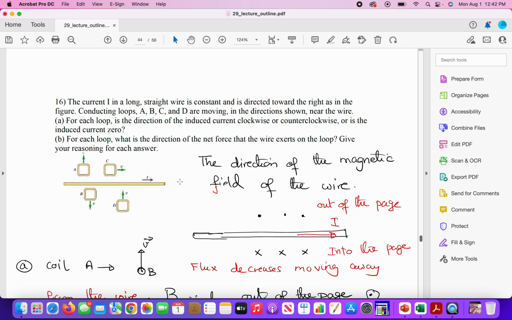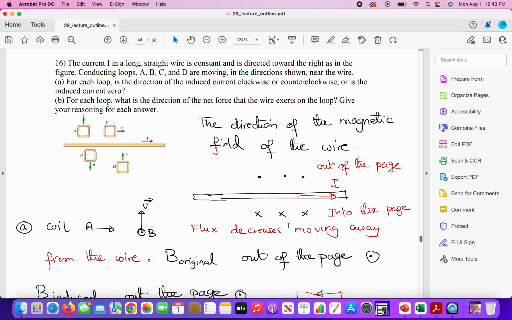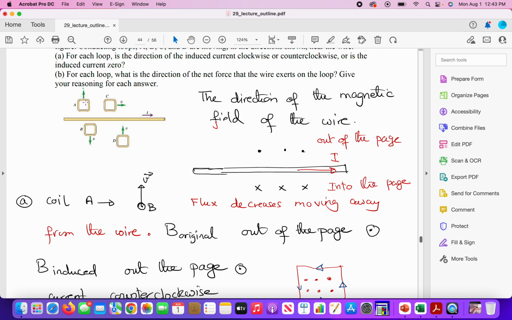Now, the first thing I'm going to do is find the direction of the magnetic field of the wire. The current is going to the right, so if we use the right hand rule, you use your thumb for the current I, and you curl your fingers in the direction of the magnetic field. Then on top of the wire the field is out of the page, and it enters into the page below the current. I did this here for coil A.